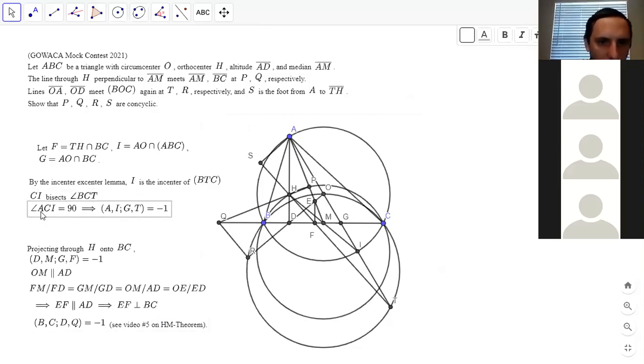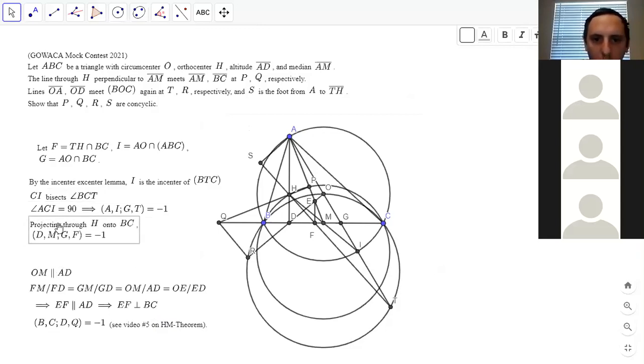Well, we have QB multiplied by QC equals QD multiplied by QM, and M is the midpoint of BC. Ah, okay, that works.